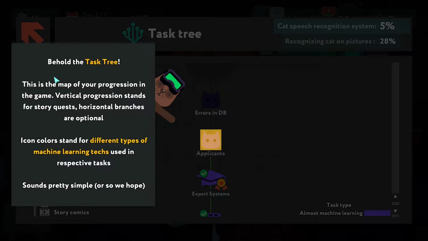Behold the task tree. This is the map of your progression in the game. Vertical progression stands for story quests. Horizontal branches are optional. Icon colors stand for different types of machine learning technologies used in respective tasks. Sounds pretty simple, or so we hope.